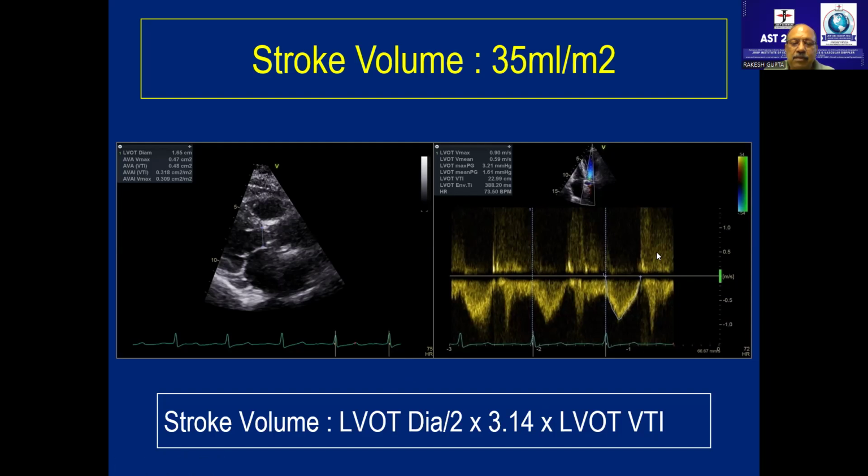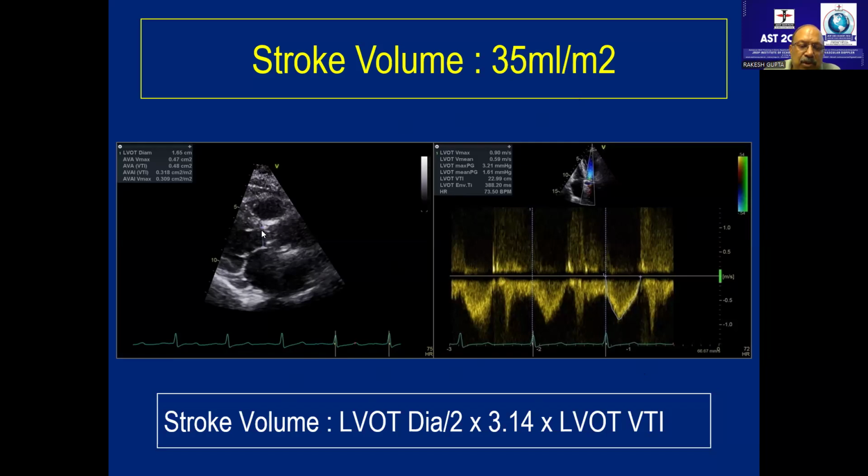Yes, sir. We go in a 5-chamber view. We open up the aorta, and at the LVOT we place the PW, and then we calculate the auto LVOT VTI, and then multiply it with the area. Okay, thank you very much. So everything he has told is correct.